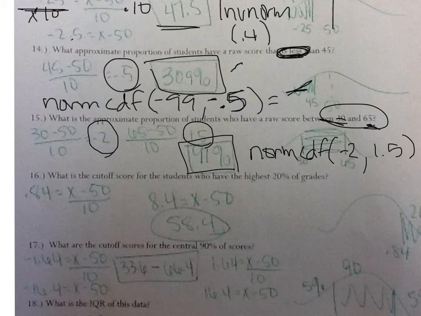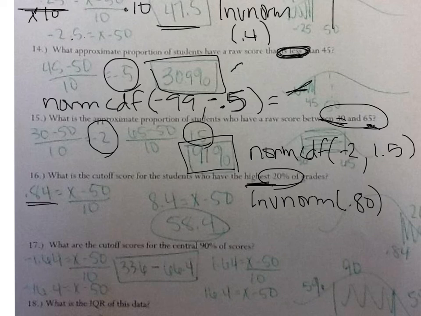What is the cutoff score for the students who have the highest 20%? Anytime I give you a percentage, you have to do inverse. Remember, if I say highest, your calculator only does lowest. So the highest 20% would be the lowest 80%. That would give you a z-score of 0.84. And then we solve backwards. So times 10 for the standard deviation, add 50, and that gives me 58.4.